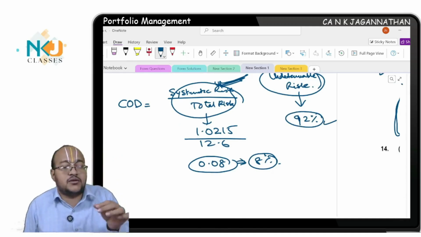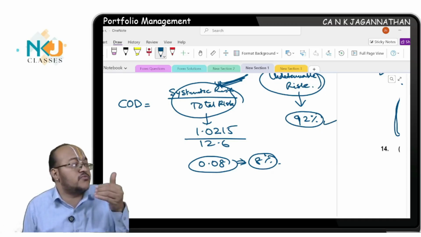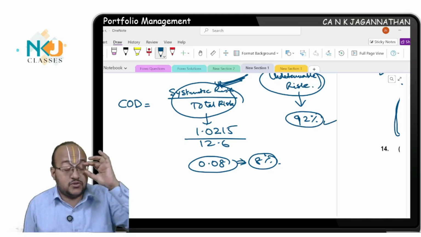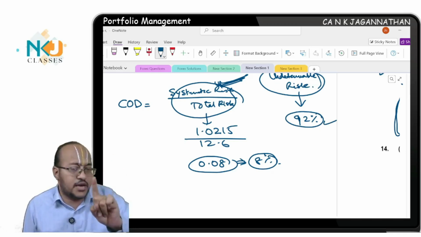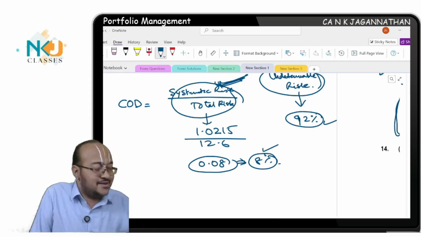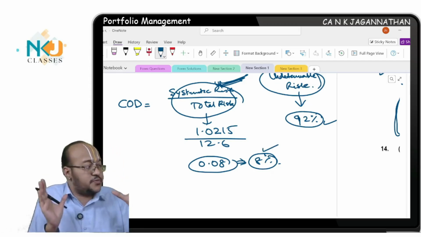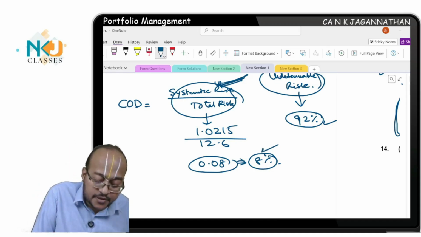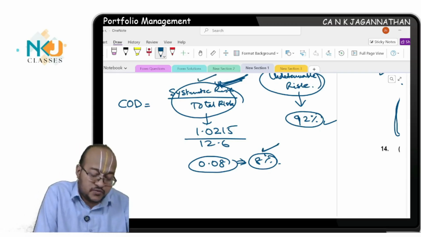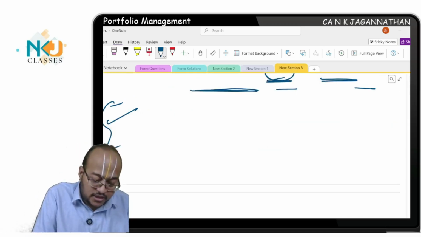Coefficient of determination captures the proportion of the risk due to market reasons, which means that portion of the risk which is determinable due to market factors is called the coefficient of determination. So in this example, out of the 12.6 risk, only 8% of the risk is due to market factors and the balance 92% is because of company specific factors. Are you understanding now?